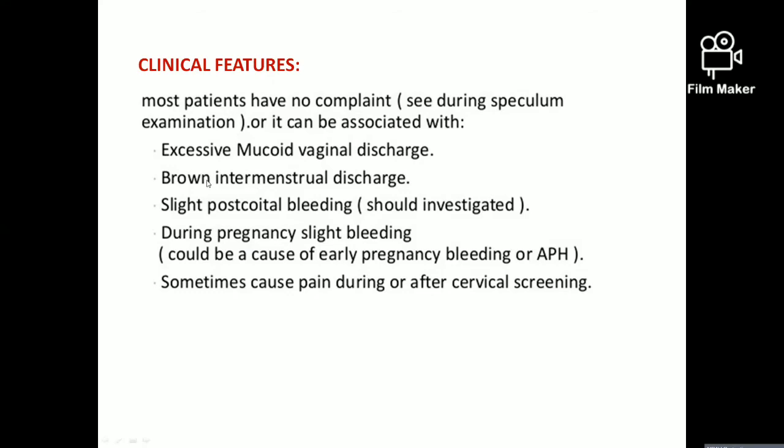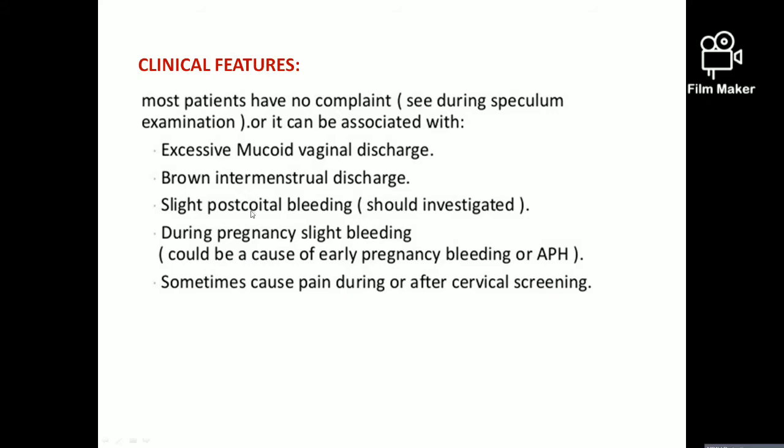So, this gives brown intermenstrual discharge. If the occasionally denuded area bleeds, then there may be slight postcoital bleeding. So, we have to investigate. This is important, which is also seen in CA cervix and many other conditions like senile vaginitis. So postcoital bleeding is an important symptom which we should not miss. If we get this, we should evaluate her properly, whether it is in perimenopause, postmenopause, or the reproductive age group of women.